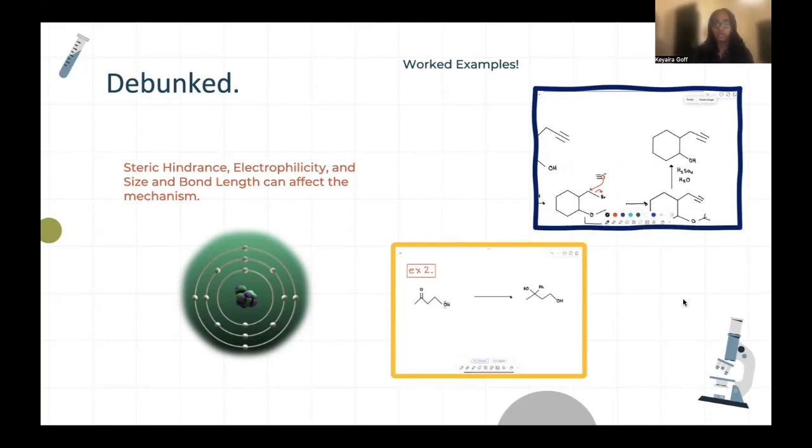Hello class. Today we will be discussing protecting group mechanisms again. So in this reaction, will the reaction proceed by an SN2-like mechanism or not? If you said yes, then you will be correct. So let's begin.